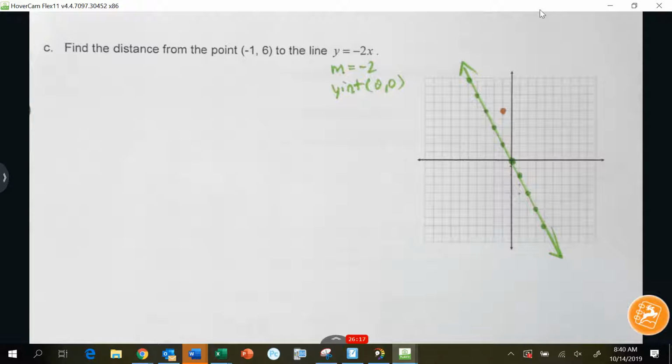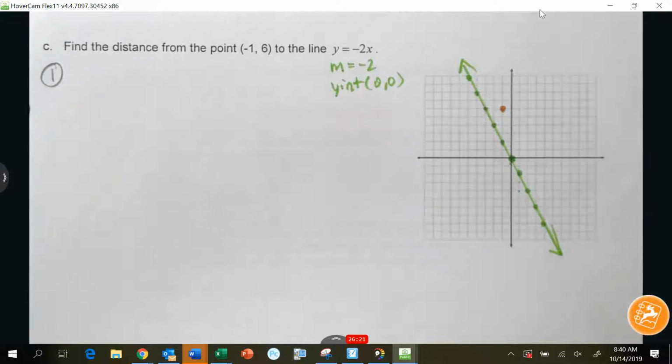All right, we're going to find the distance. So our first step, Alex, what's our first step going to be? Sorry, dear. I didn't even look. I just called your name. What's going to be step 1?